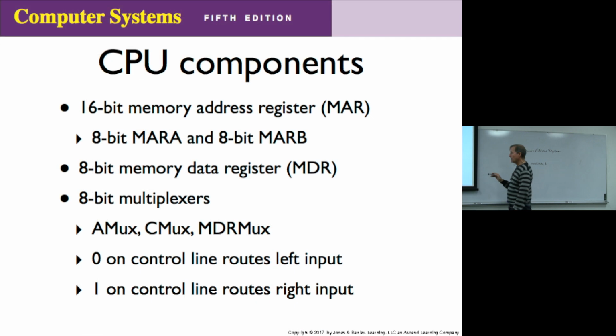And now we have a set of multiplexers, 8-bit multiplexers. We've got AMUX, CMUX, MDR MUX, and each one of these multiplexers is 8 bits. So really it's a bank of 8 two-input multiplexers. Do you see what I mean? Each one of those is a bank of 8 two-input multiplexers. Are you with me on this?